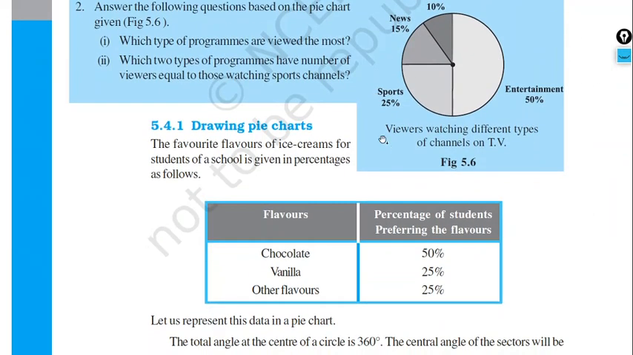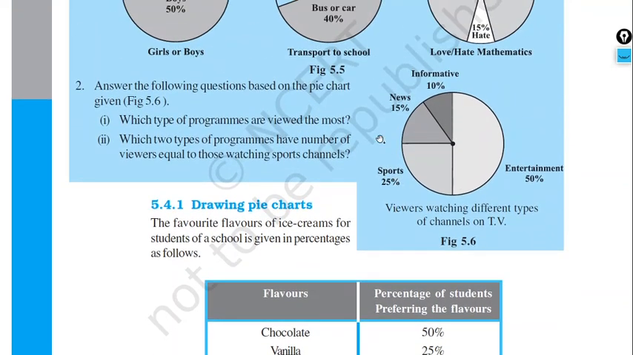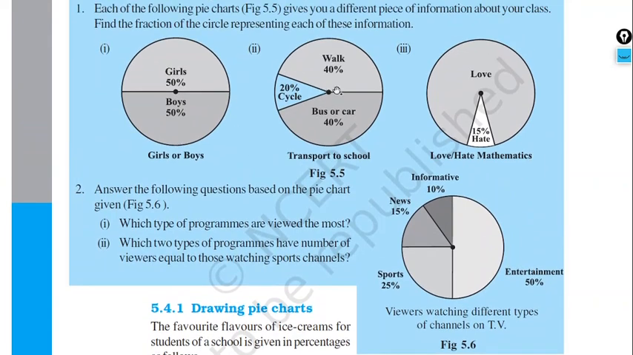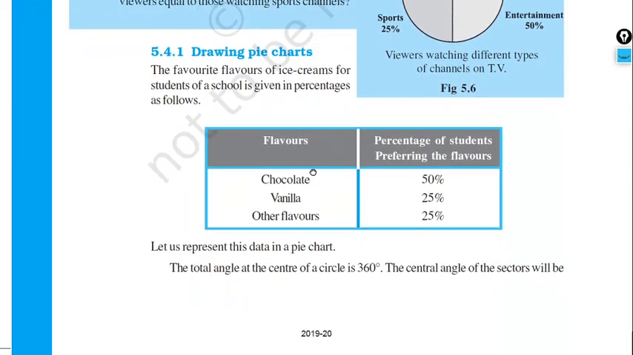Now we will move to drawing a chart. So now we will learn how to draw a chart. We have learned how to read a chart, because from looking at this pie chart, we can say 40% people are walking, 20% are coming by cycle, and 40% are coming by bus or car. But now we will learn how to draw this pie chart. So let's move to this section.